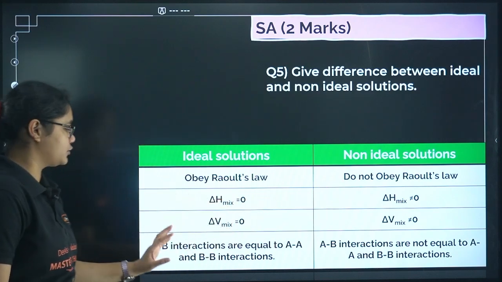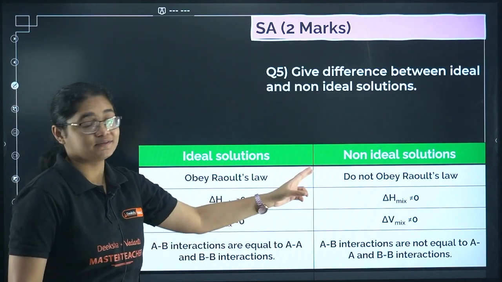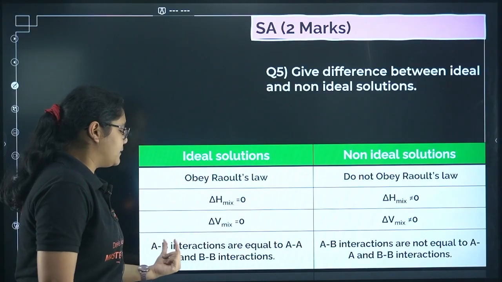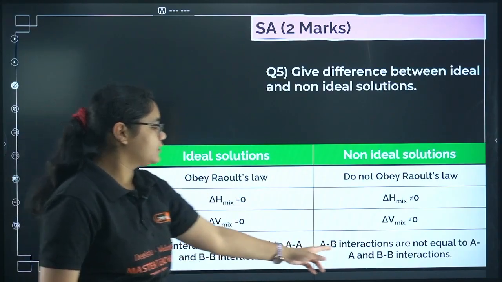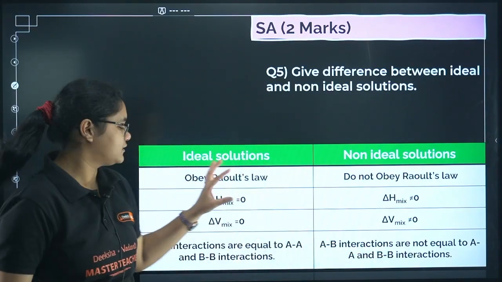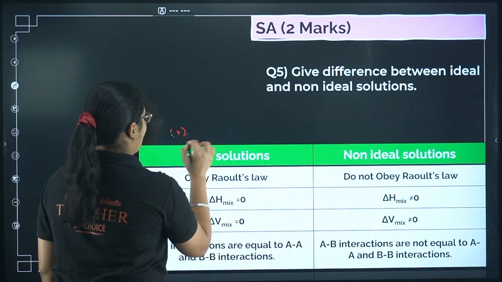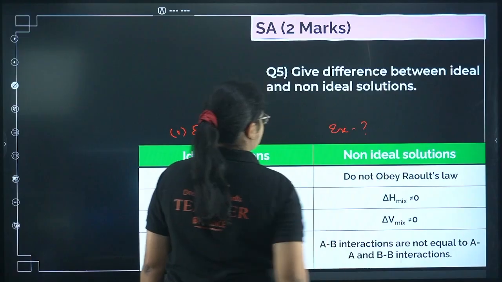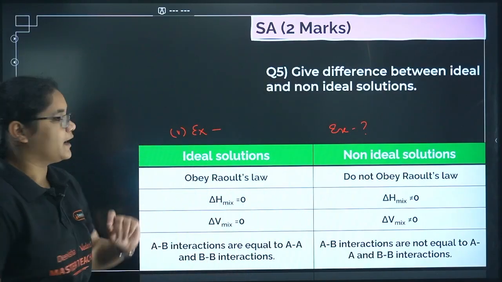Non-ideal solution does not obey Raoult's law. ΔH mix is not equal to 0, ΔV mix is not equal to 0, and AB interactions are not equal to AA and BB. So these are 4 points, and the 5th point that you can add here is examples. Just add the examples for ideal solution and non-ideal solution.